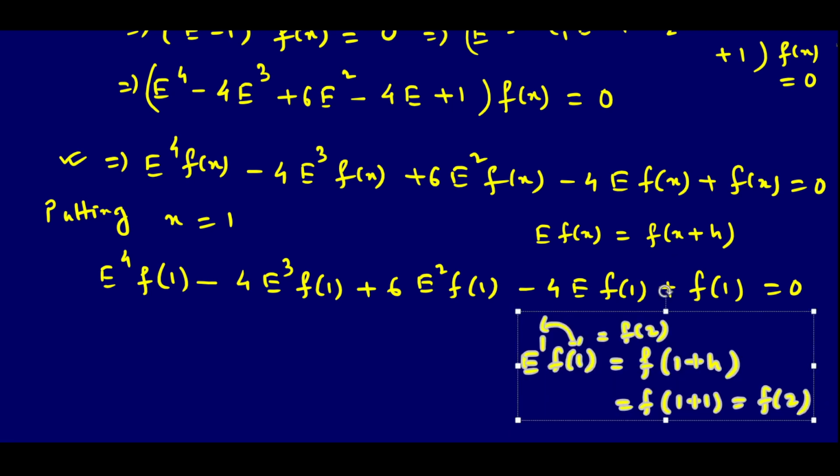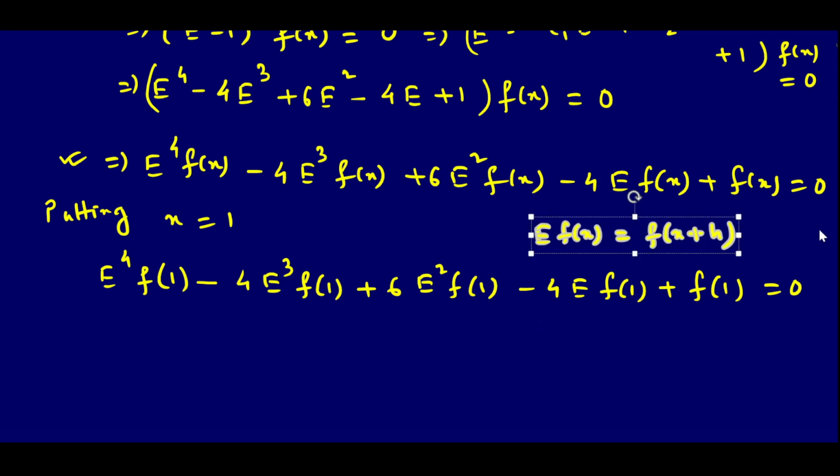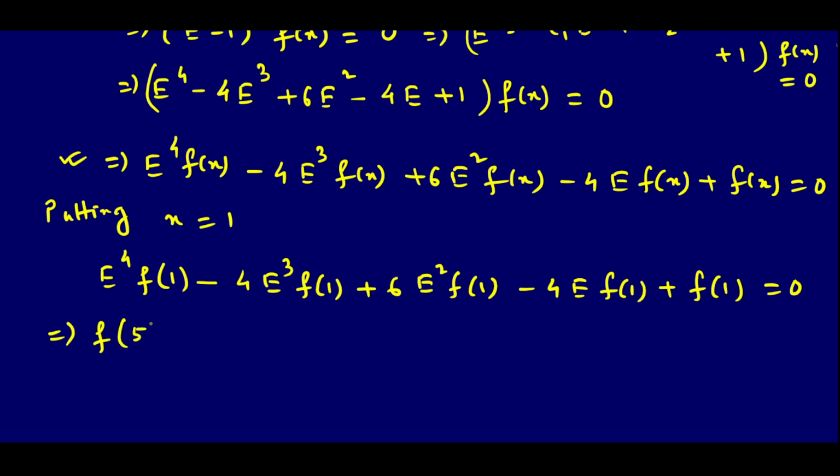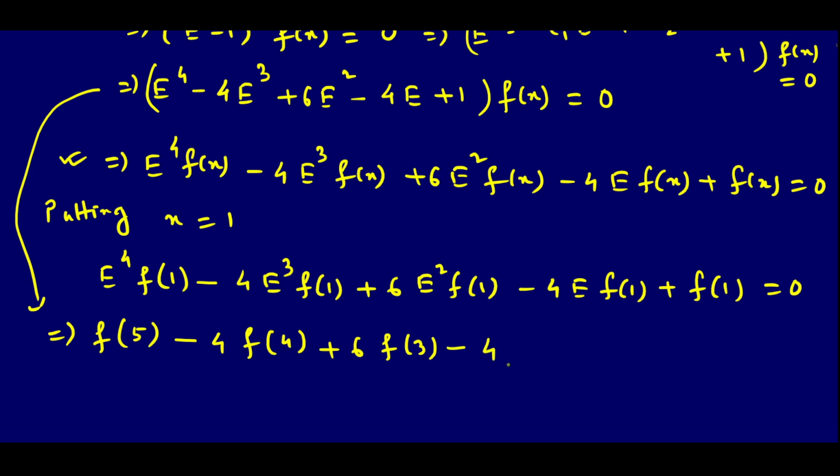So let us take. Okay, so see, here the first term is E to the power 4 f of 1. So how much will it be? 4 plus 1, so 4 plus 1 is 5, f of 5. Then this is 3 plus 1, f of 4. So after putting x equal to 1, you can directly write this particular line, if you understand. 6 f of 3 minus 4 f of 2. And the last term has no shifting operator, so it will remain the same, f of 1 equals 0.